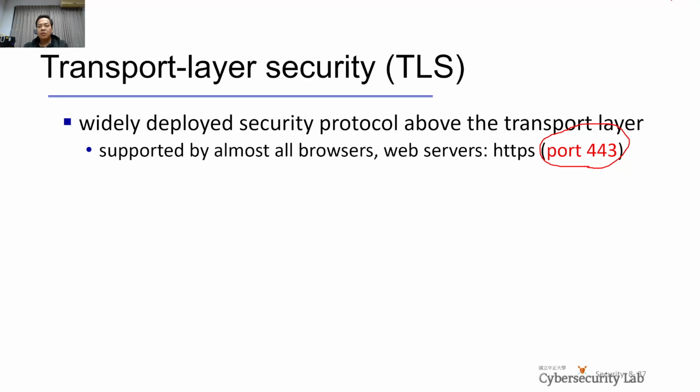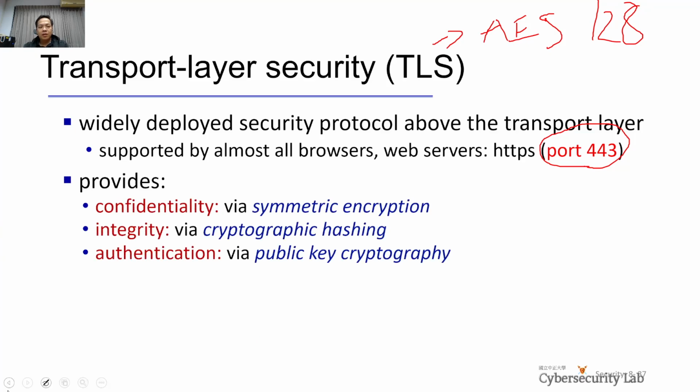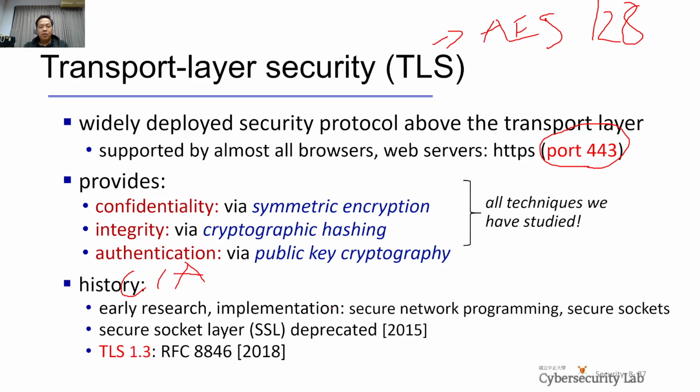Currently TLS supports AES, AES-128. In TLS, you can provide confidentiality, integrity, and authentication, so it supports the CIA triad. In practice, we have many versions, and the current version is 1.3, specified in RFC 8446.